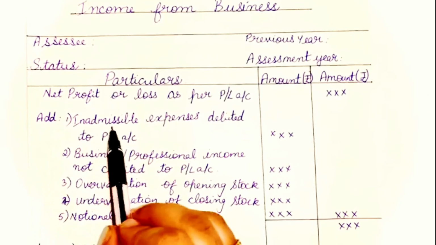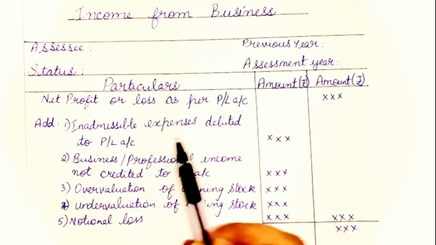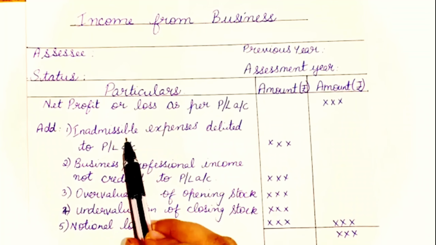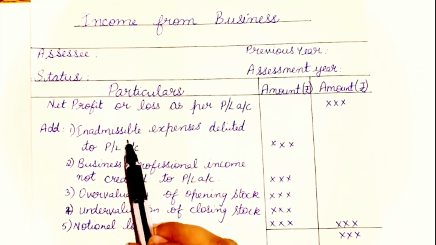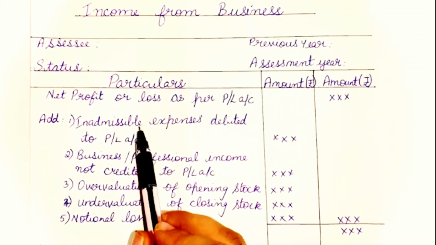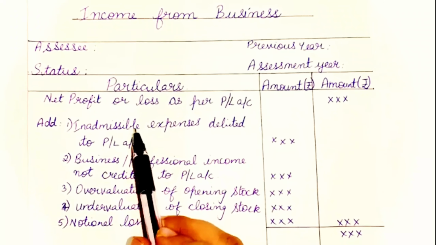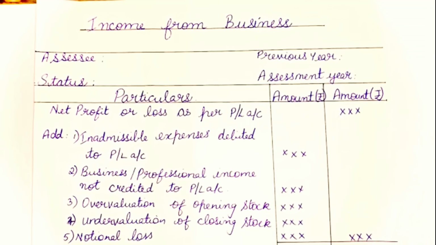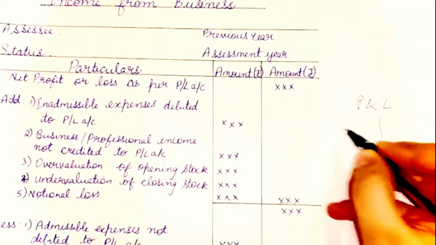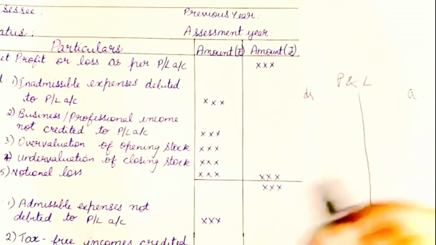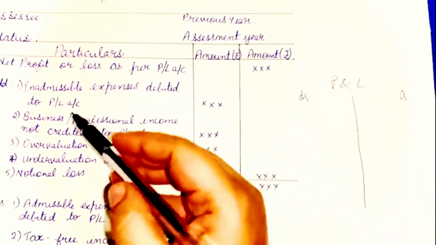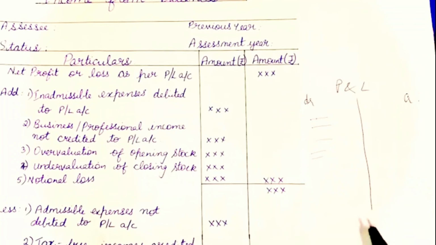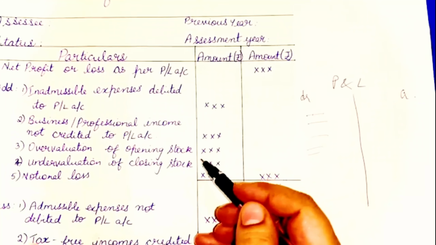After this, you will add inadmissible expenses debited to P&L account. Now, inadmissible means expenses which are not totally related to business, or these are fictitious expenses or expenses where the validity or of them actually occurring cannot be ascertained. Now, this is your P&L account. Okay, now this is your debit side, this is your credit side on the P&L account. Inadmissible expenses debited to P&L account means these are the expenses which are shown on the debit side of P&L account. Okay. Now moving on to the next item.